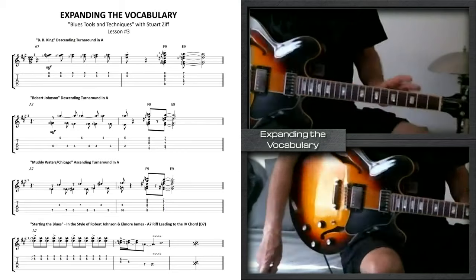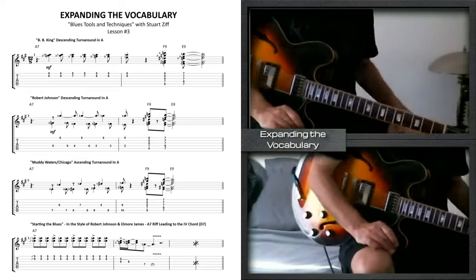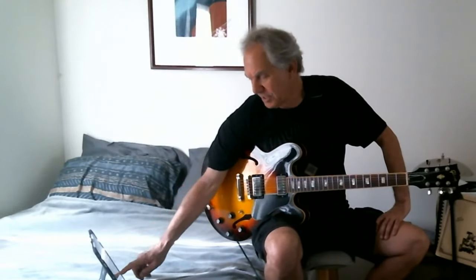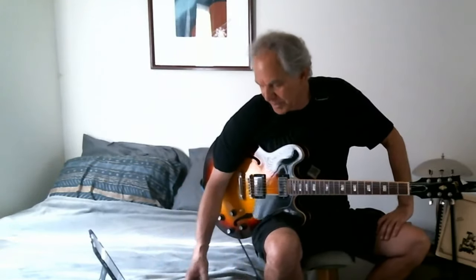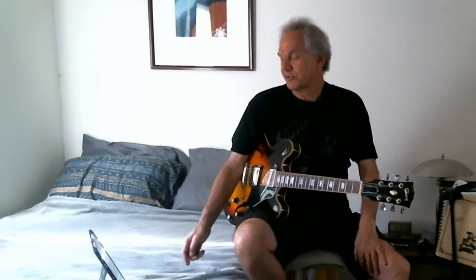Now we're going to move on to starting off a blues. You're going to see on the tab it says starting a blues in the style of Robert Johnson, Elmore James. There's a B.B. King kickoff, and there's a Freddie King and an Albert King and an Otis Rush. We're going to pick up those other intros next week. They're going to be part of vocabulary part 2 next week. So we're going to reference this one.